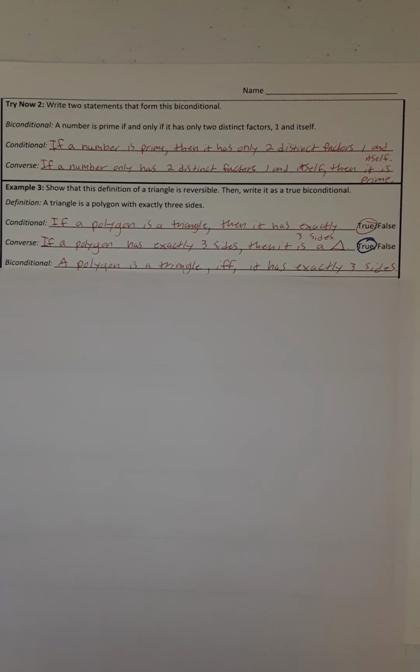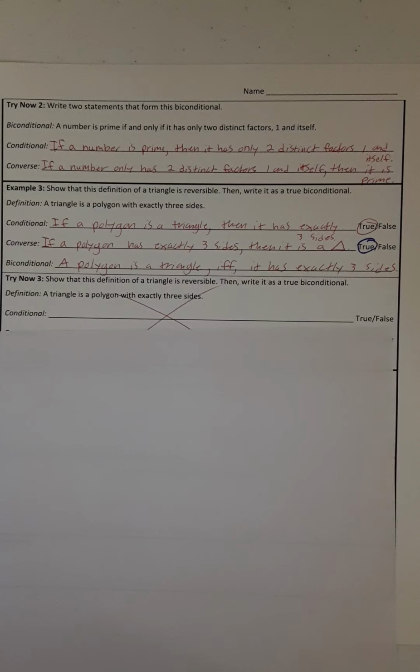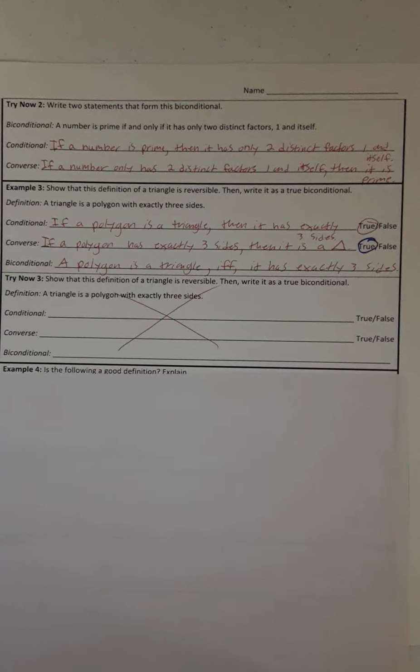And so we can write a biconditional. You can only write biconditionals if both the conditional and the converse are true. And that biconditional is: a polygon is a triangle if and only if it has exactly 3 sides. And the try now is the same, so we're going to skip that.